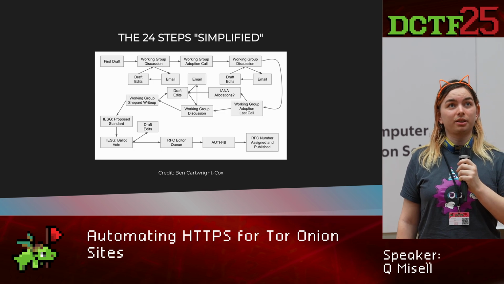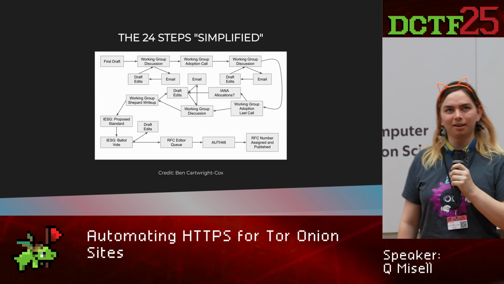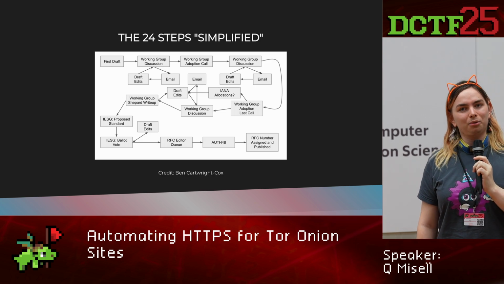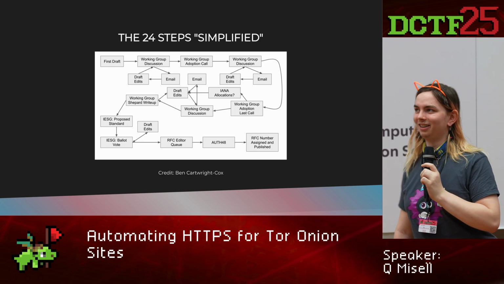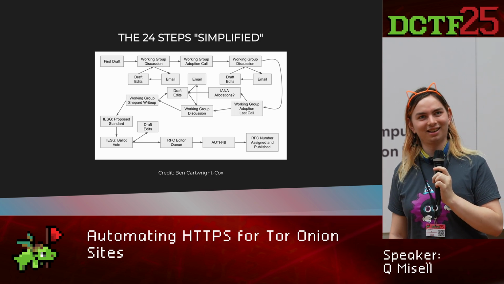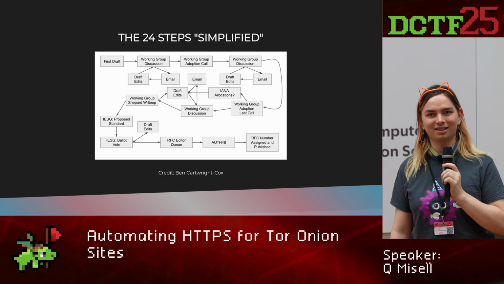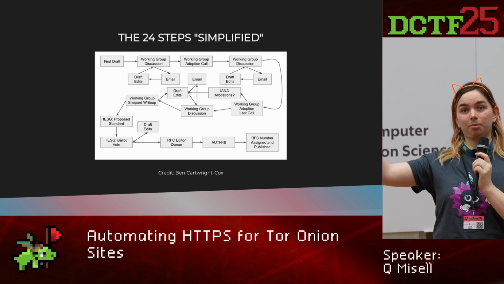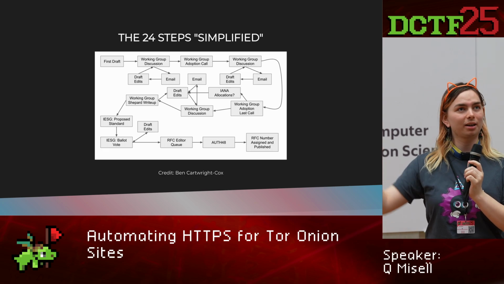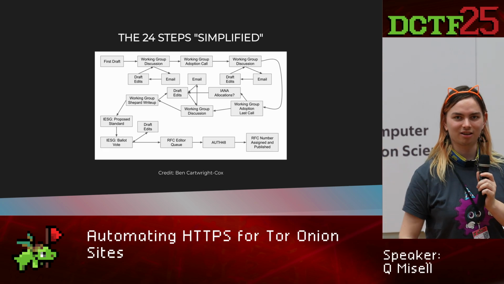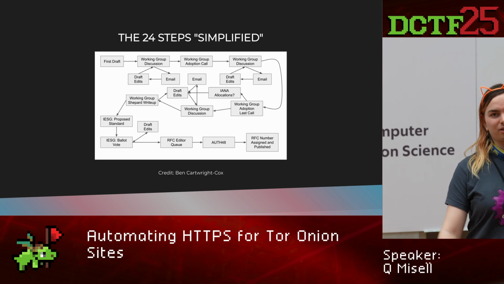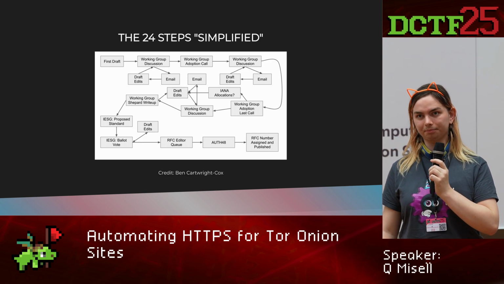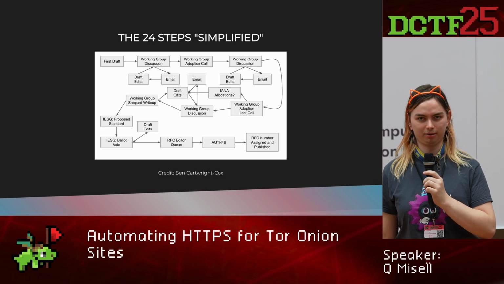There's a 24-step simplified process here, courtesy of Ben Jojo, which I will now try and briefly explain. So when you have an idea and you want to make it into an internet standard, you first make a draft of it, which is just you write it up in a document. This will probably be wrong, it will probably have mistakes, but you need to start somewhere. You then upload it to datatracker.ietf.org, which is where all the documents go, and then you email the working group.